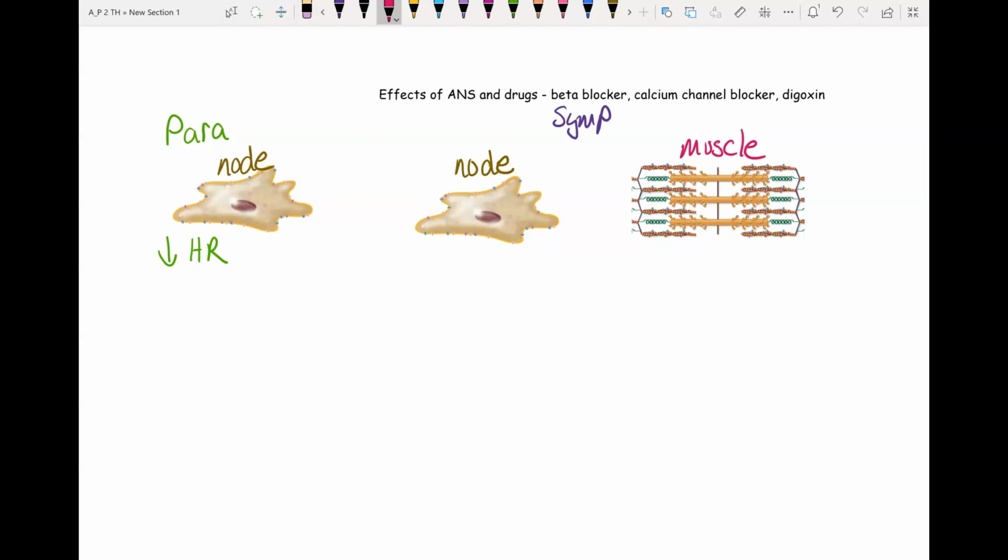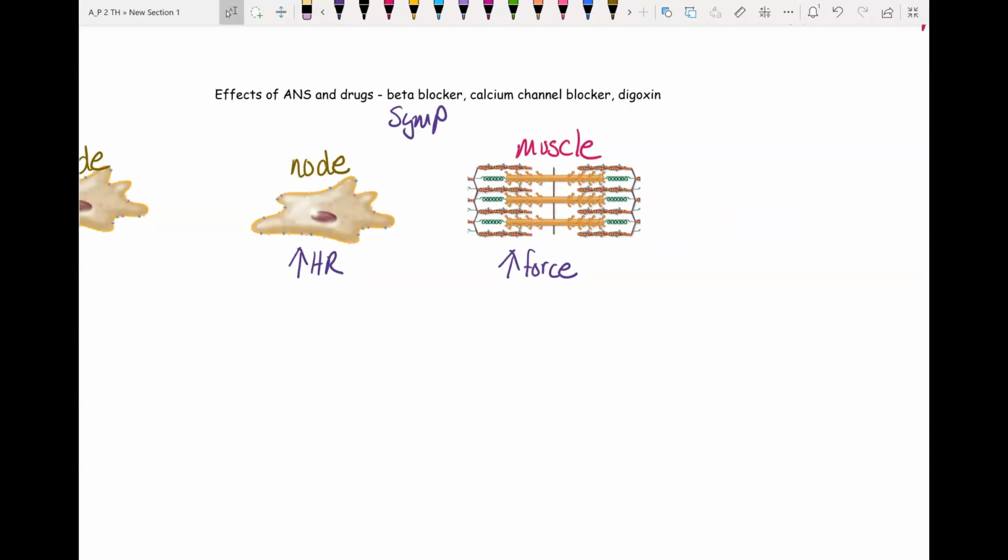That's the sarcomere. So just like the sarcomeres you learned about for skeletal muscle in chapter 10, you have sarcomeres in cardiac muscle also. And remember, sympathetic is going to increase heart rate by acting on the node, and it's going to increase force by acting on the muscle. And when you increase force, you increase stroke volume. SV is stroke volume.